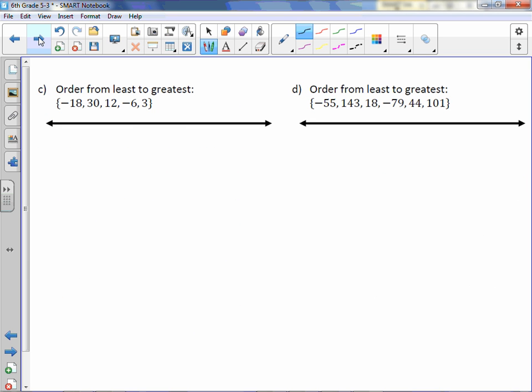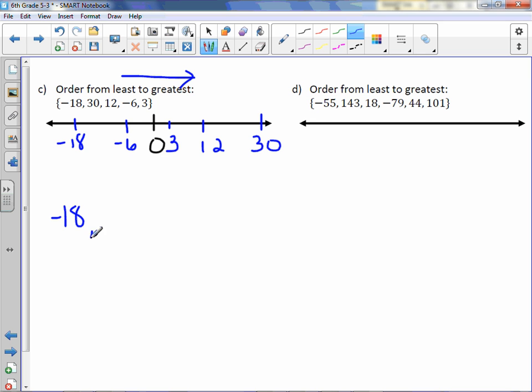Order from least to greatest. Okay, so again, here's my 0. Negative 18. Positive 30. Positive 12. Negative 6. And positive 3. I want to go least to greatest. So negative 18, negative 6, 3, 12, 30.